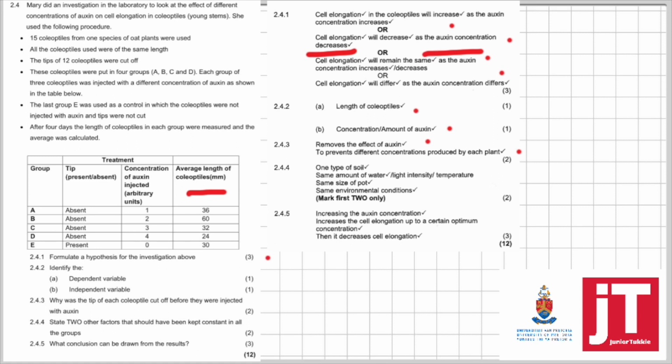2.4.4. State 2 other factors that should have been kept constant in all the groups. They should have used 1 type of soil, same amount of water or light or temperature, same size pot, same environmental conditions. Right. And then 2.4.5. What conclusion can be drawn from the results? Can you see? Increasing the auxin concentration, what does it do? It increases the cell elongation up to an optimum concentration, and then it will decrease it. Okay. And then it decreases cell elongation.